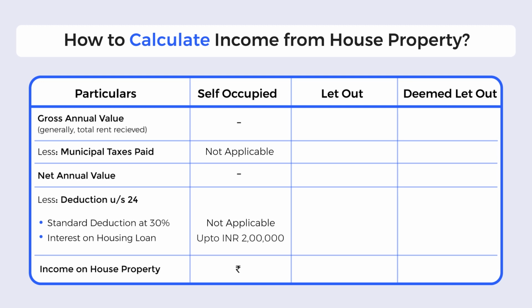Let's consider a case for rented house property. The gross annual value is the rent you receive, less the municipal taxes paid to get NAV. You can also claim 30% of the NAV as standard deduction, less interest paid on home loan. Now, let's consider a case for deemed let-out house property. Its tax treatment is similar to that of let-out house property, except for GAV, the rent will be as per conditions discussed earlier. You can claim municipal taxes paid and the interest paid on home loan taken. Income from house property is taxed at the applicable income tax slab rates.